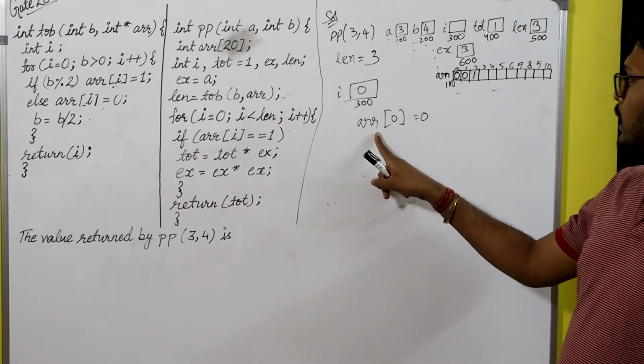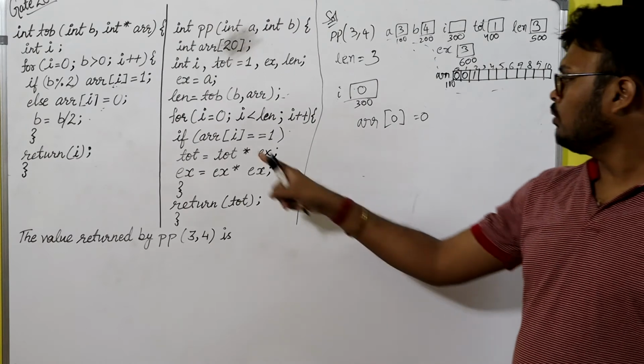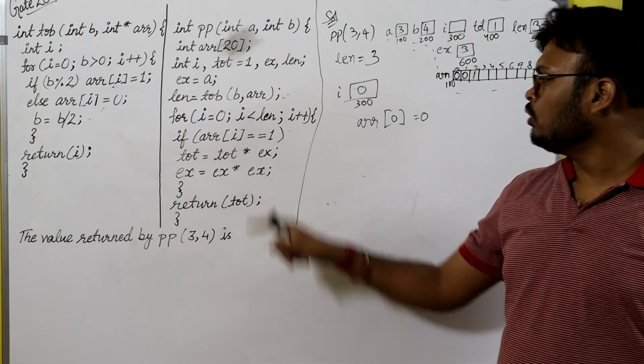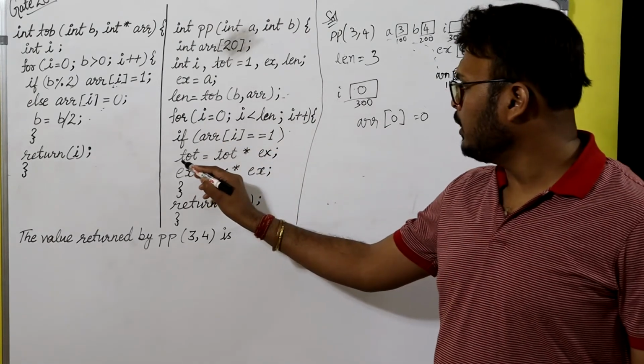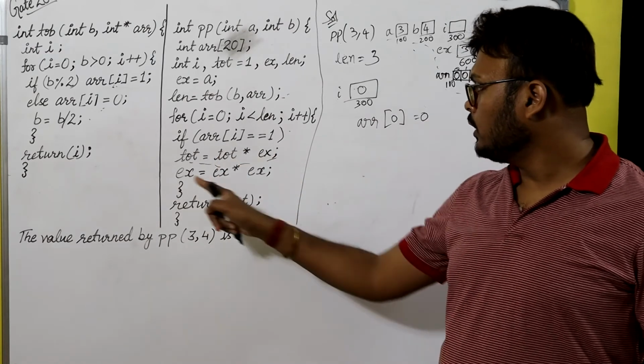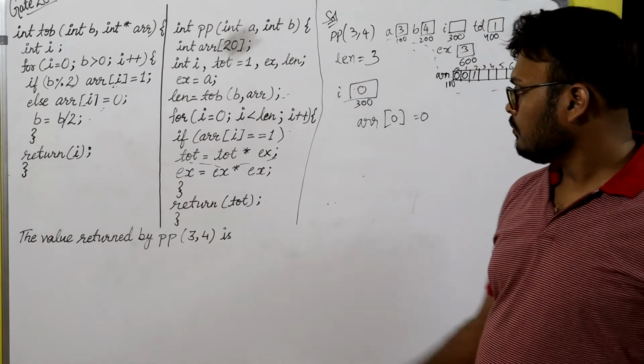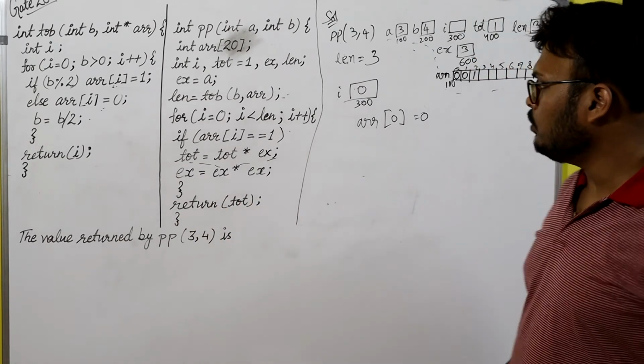Where I was, ARR of 0 is equal to 0. But now, 0 is not equal to 1. It means this statement will not be executed because the if condition is false. So now we will execute this statement: EX is equal to EX into EX.